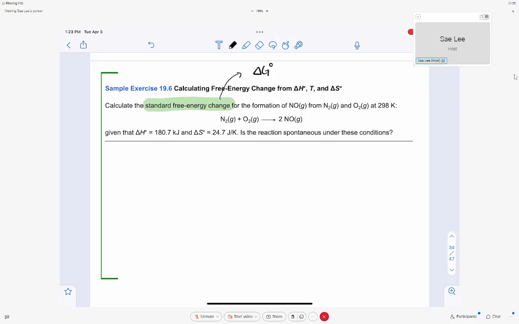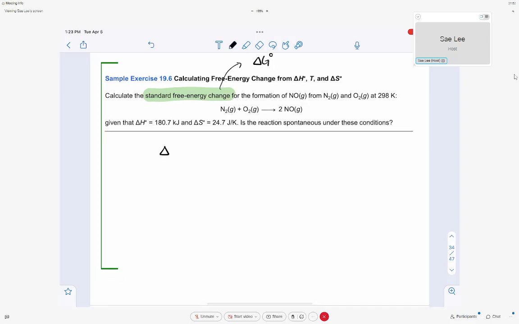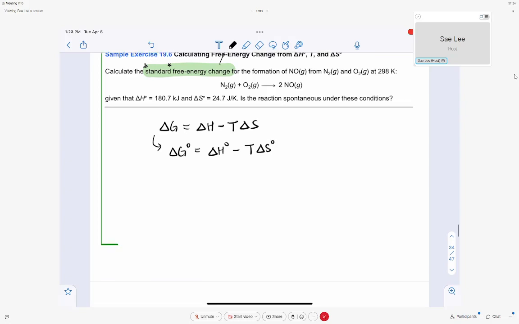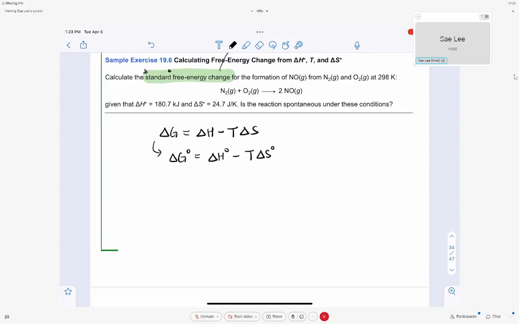So delta G equals delta H minus temperature times delta S. This equation is not at standard state, but we are dealing with a standard situation, so we convert it to delta G naught equals delta H naught minus temperature times delta S naught. We have all the necessary information, so we just have to plug in the values.